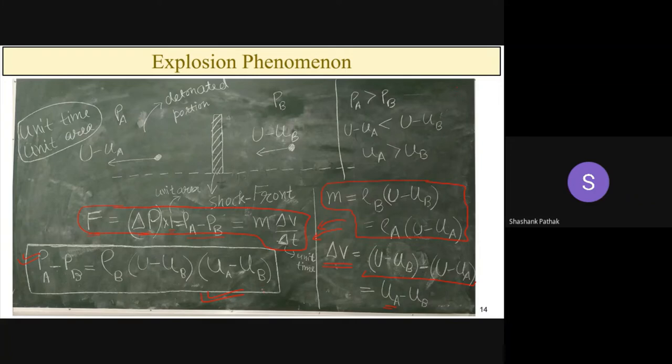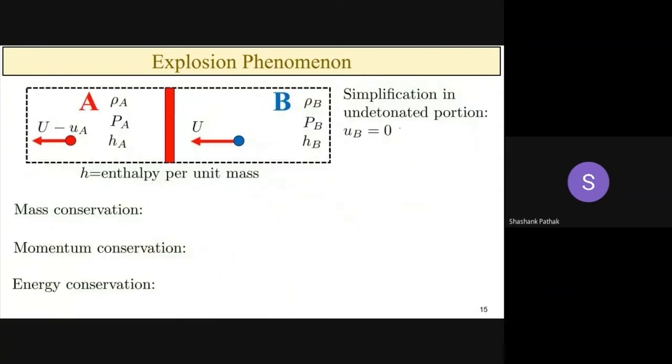So it is very simple. You can try it later. I have already shared the slides. Now we will move to the next slide. In the undetonated portion, we can simplify that the velocity of particles is very small, or you can say zero, because this portion is undetonated. So just try what will be the mass conservation equation in the undetonated case. Just plug in UB equal to zero in your previous equation.